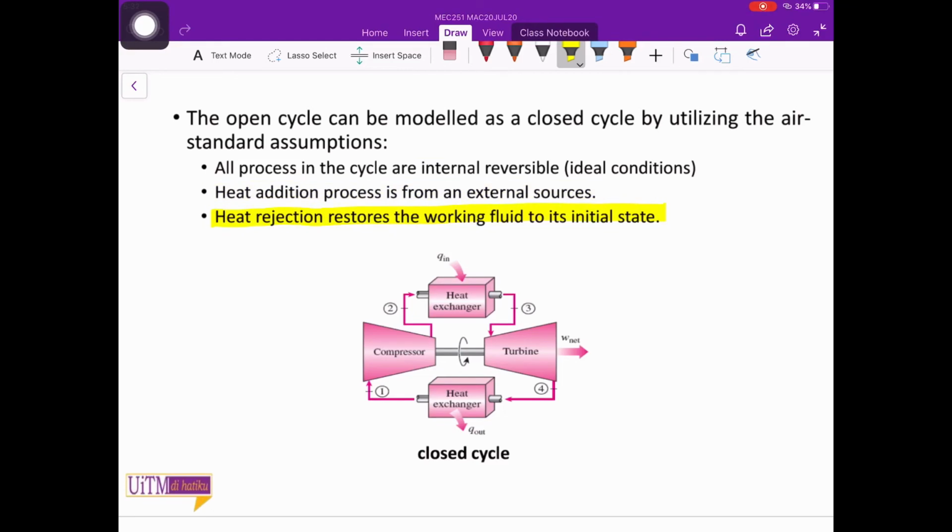Instead of the exhaust process, we will now assume there is a heat rejection process that restores the working fluid back to its initial state. During this process, we will assume it is through a heat exchanger, and all of the processes in the cycle are internally reversible, or in ideal conditions.